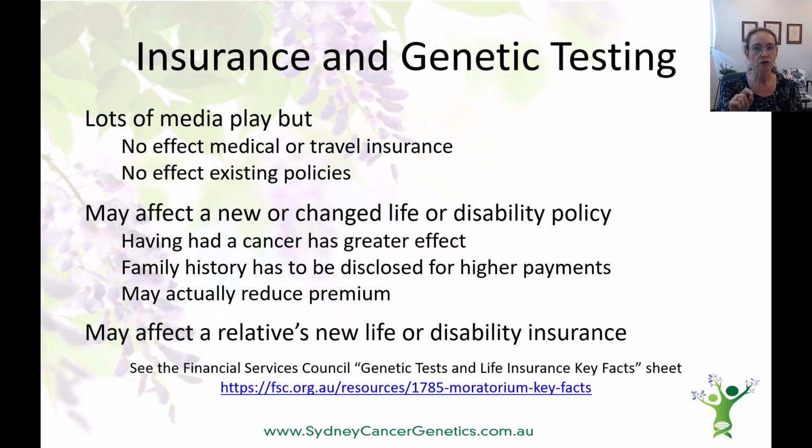That's not to say, though, that the cancers in the family don't have an impact. They usually have a much bigger impact. So in terms of insurance, I'm not a financial advisor. Some people do want to get this sorted before they have their testing. Importantly, though, if there is a known mistake in a family member and you don't carry it, you usually go back to being average risk.